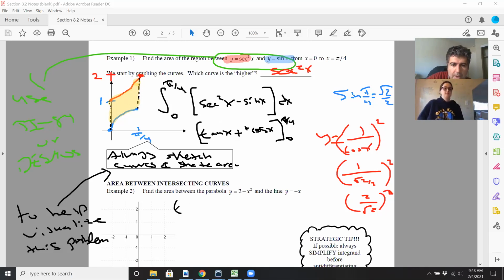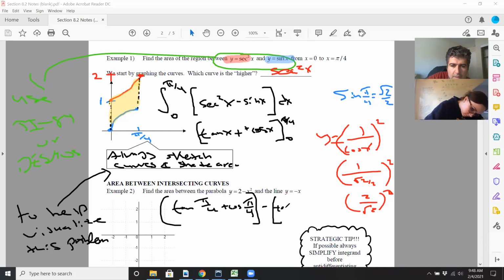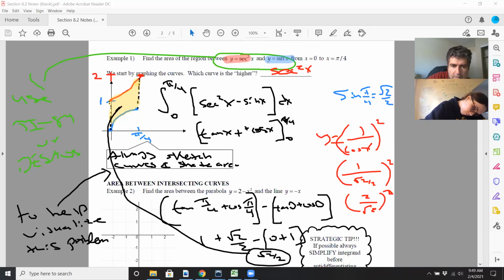So now you just do tan of pi over 4 plus cos of pi over 4 minus tan of 0 plus cos 0. Well, what's tan of pi over 4? That's going to be 1. Cosine of pi over 4 is root 2 over 2. Minus tan of 0, which is 0. Cosine of 0 is 1. So final answer, root 2 over 2. That is the area of this yellow region.